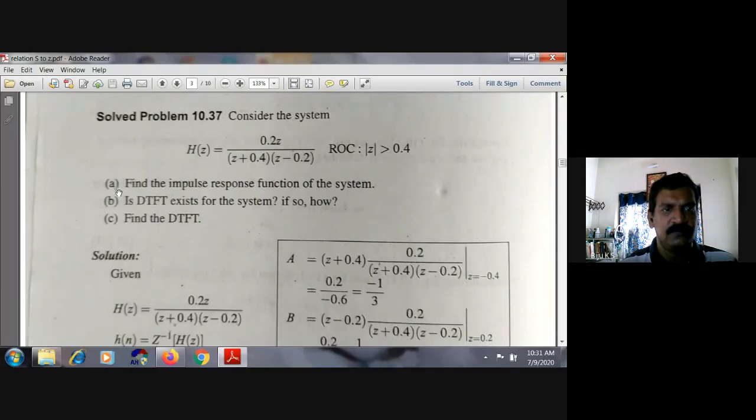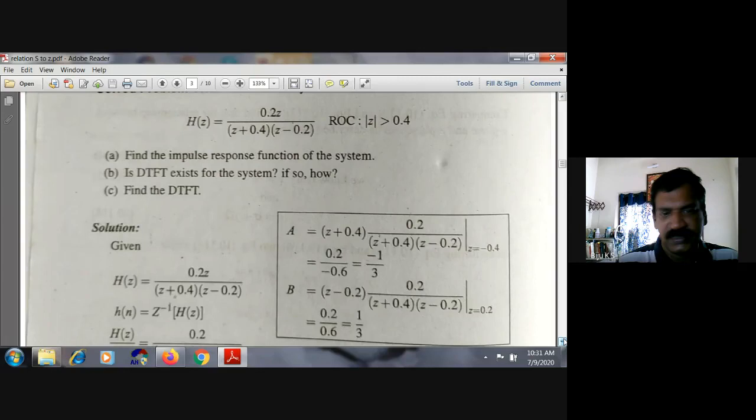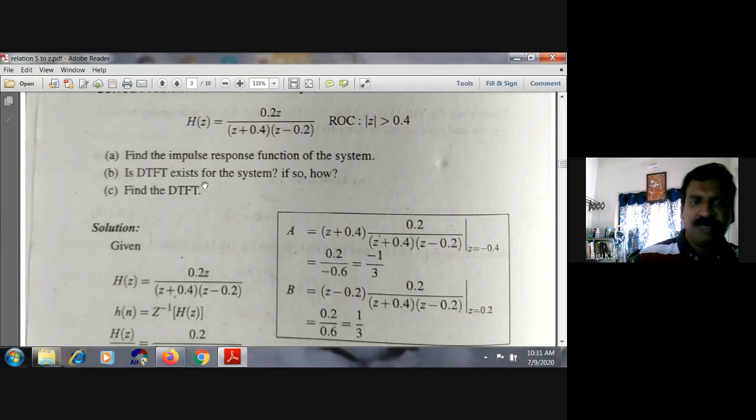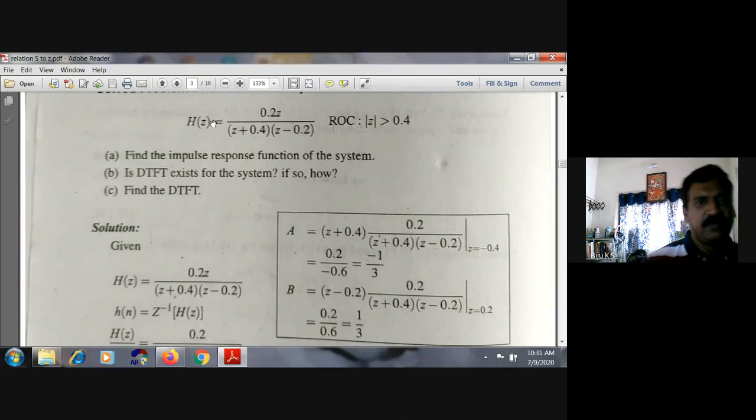So what are the findings? First, to find the impulse response of the system. Next, B part, does the DTFT exist for the system? If so, how? And find the DTFT. Okay, so here we have the H(z). From the H(z), we can find the impulse response, and from the impulse response, we have to calculate the DTFT.